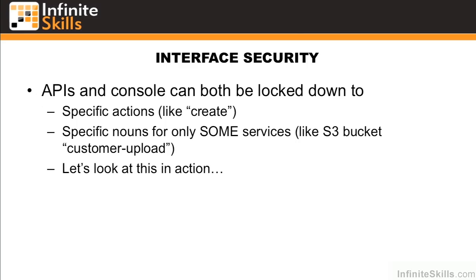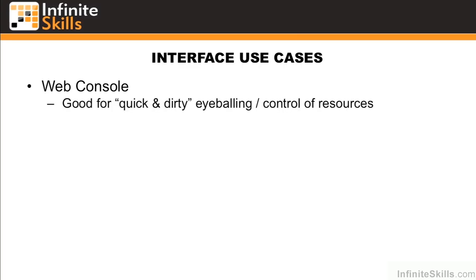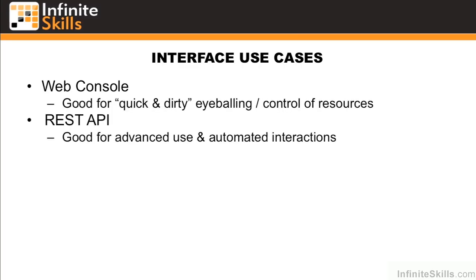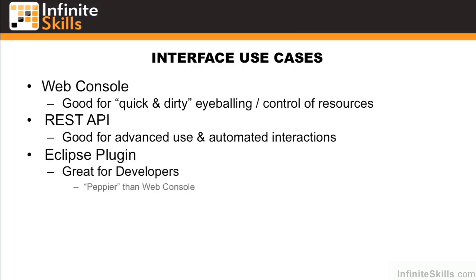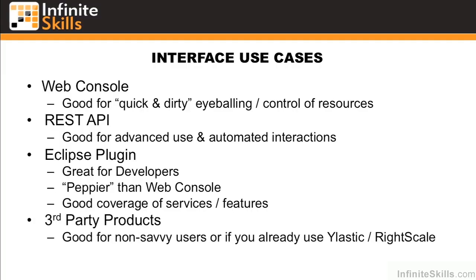Not only the Web GUI, but the API calls as well would be locked down to the permissions that we gave to John Smith. Let's review what each interface is good for. The Web Console is great for quick and dirty eyeballing or control of resources. The REST API is the best for advanced use and automated interactions. The Eclipse plugin is great for developers, is a lot peppier or faster reacting than the Web Console, and provides decent coverage of services and features. Third-party products are great for non-savvy users, or if you already use Elastic or RightScale.